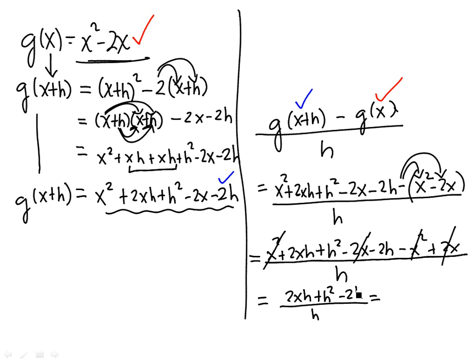Notice that there is an h in each of the terms in the numerator. So let's factor it out. If we factor it out, we have h times 2x plus h minus 2 all over h, and then the h's will cancel, and then what's left is 2x plus h minus 2, and that's our final answer.